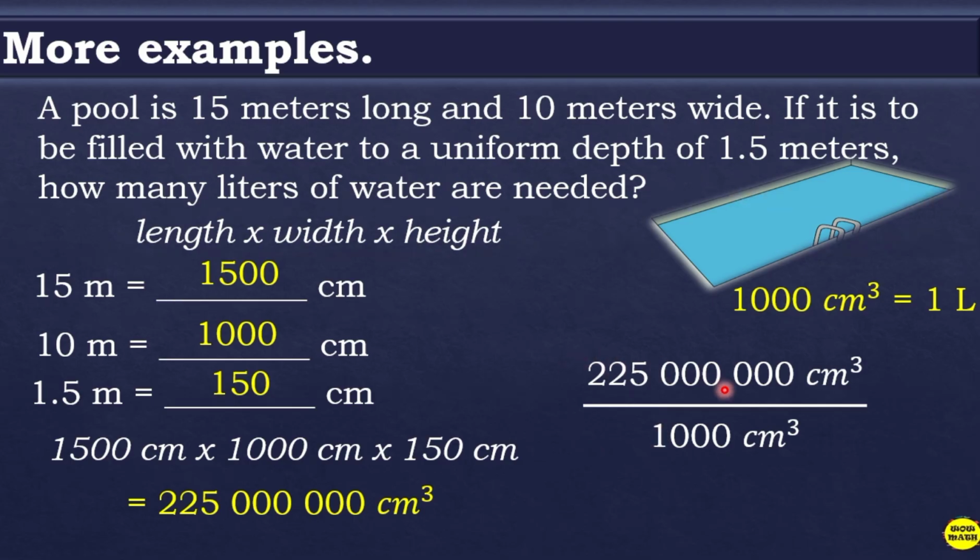Okay? Now, pwede tayo mag-divide kasi same unit na sila. So, this will be cancelled. So, 225 million divided by 1,000, that is 225 liters. Okay? So, since dinivide natin to ilang 1,000 meron dito, nakuha natin 225, therefore, 225 liters siya. Kasi for every 1,000 cubic centimeters, that is equivalent to 1 liter. So, therefore, 225 liters po ang kailangan nating i-fill na water doon sa ating pool. Okay?